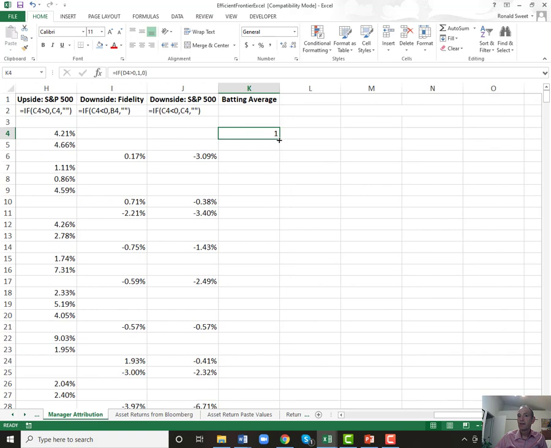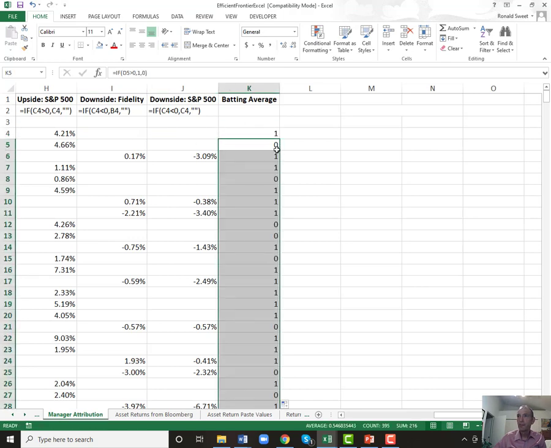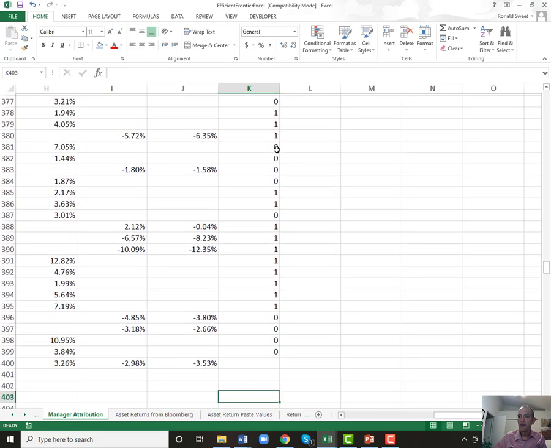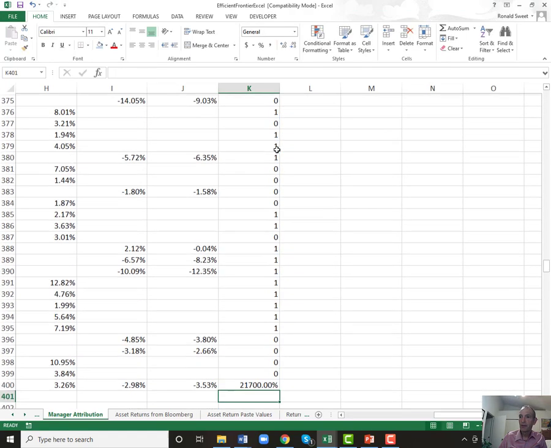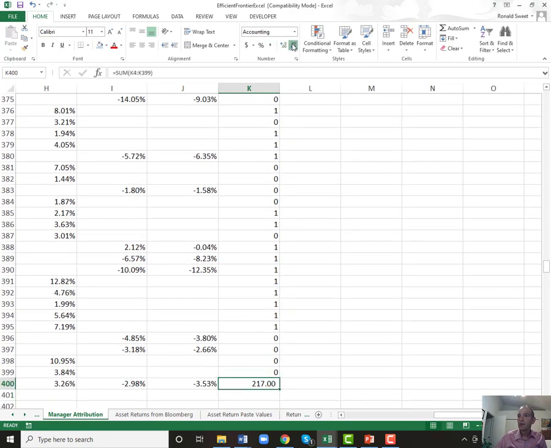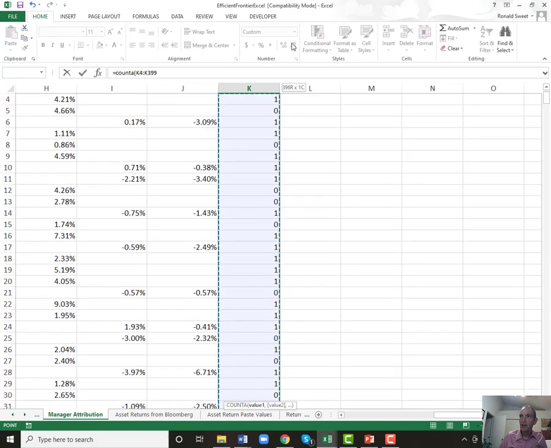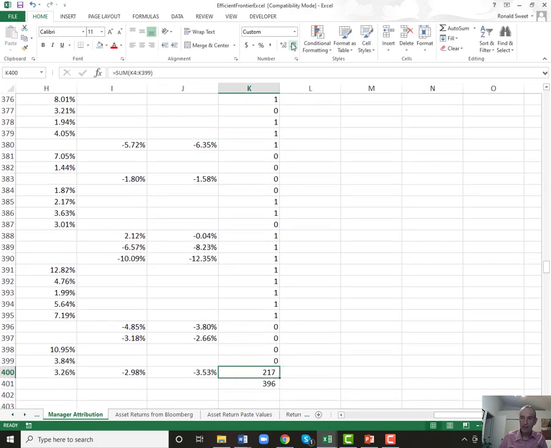Now we can copy that down. So we can just copy that all the way down. I don't know why it's not copying all the way down, but we can copy that all the way down. And then we'll go down to the bottom here. And the first thing we can do is just sum those up. And we can see that's 217 times. And then we can just count. Do count A and count all those rows. You can see there's 396.